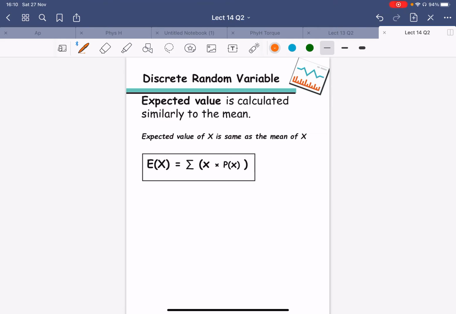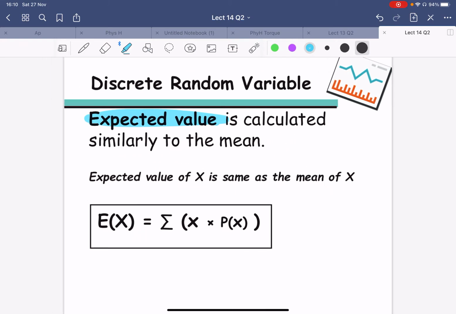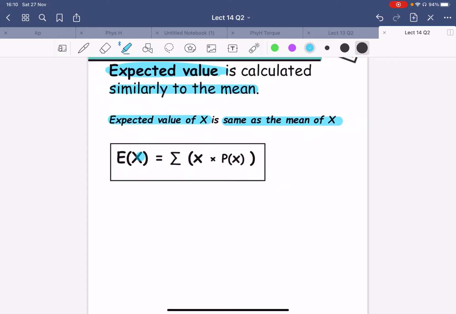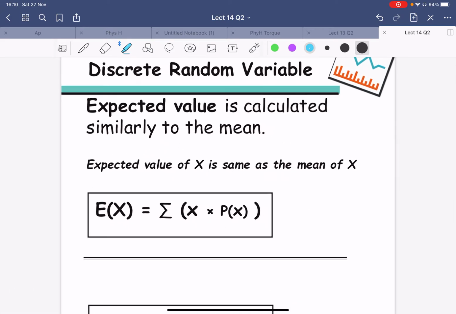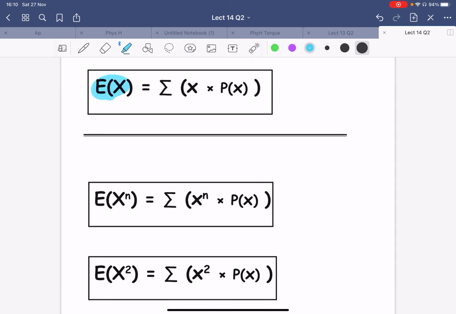All right, let's look at discrete random variables, where we have to start learning about the expected value. What is the expected value? You can refer to it as the mean value. So the expected value of x is the same as the mean value of x. How do we find the mean? We say the expected value is equal to the sum of x times the probability of x. This is the summation sign, or the sigma sign. So the expected value is calculated using x times the probability and finding the sum of it.